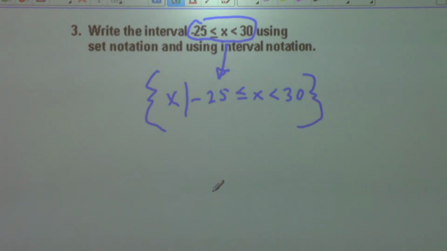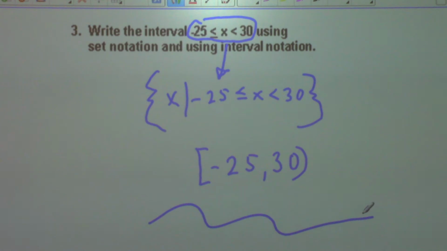And interval notation, what do we start out with here? Bracket or parentheses? Bracket, negative 25, comma, and parentheses here. So bracket versus parentheses. Okay, that's that one.